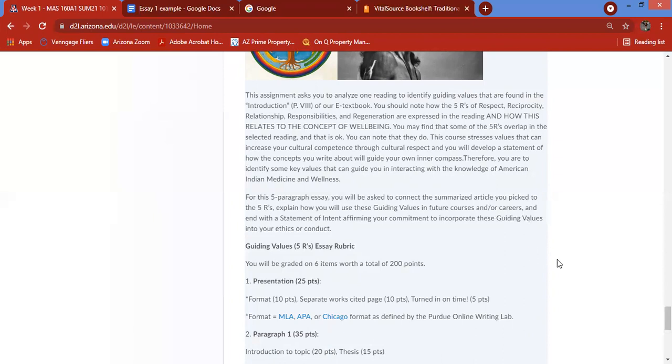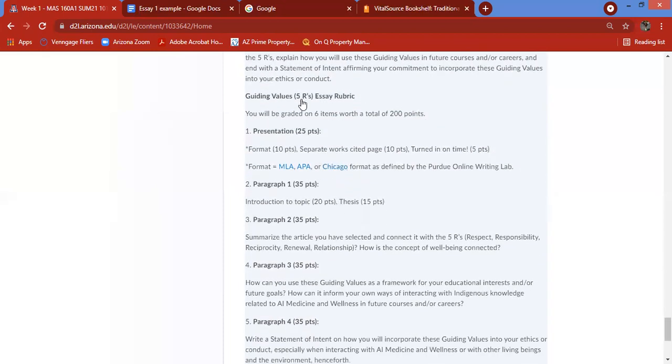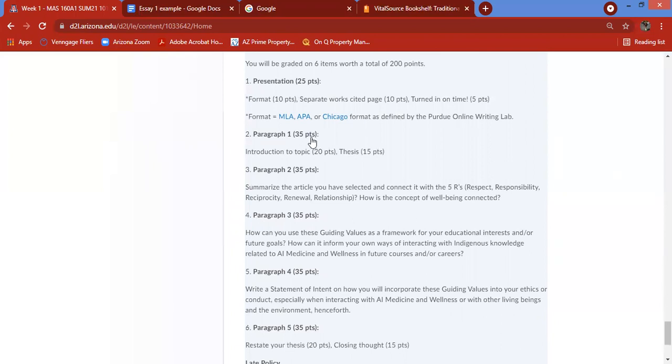So just a real quick comment about how you will be graded for this essay: it is a 5-paragraph essay. Each paragraph is going to be worth 35 points. You are allowed to write more than 5 paragraphs, but if you do, they will be a subcategory under one of these paragraphs where you'll be graded. Use MLA, APA, or Chicago, whichever one you prefer.